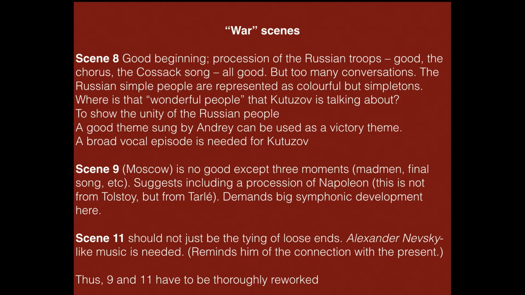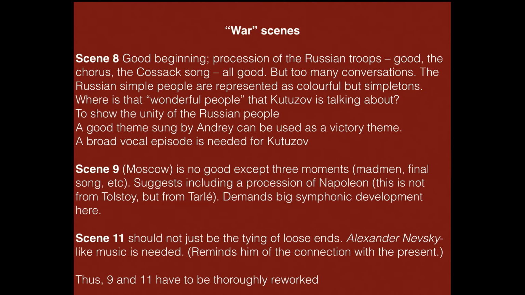Scene 9, Moscow, is no good, except 3 moments. So he actually suggests including a procession of Napoleon, which is not even in Tolstoy, but he says, well, there is this Soviet historian who wrote a book on Napoleon. It's called Evgeny Tarle, and you can take it from there. So it points him what to do, and demands to have a big symphonic development there, which is exactly what Prokofiev does. I hope to play you that.